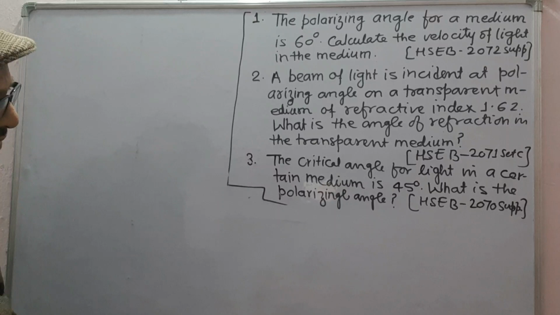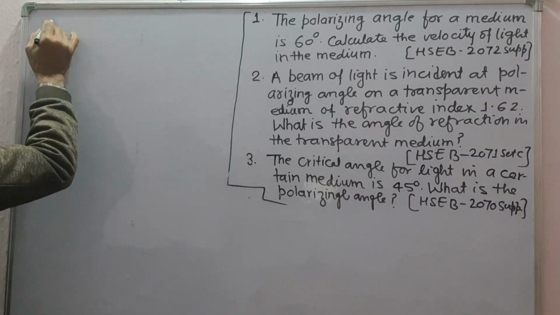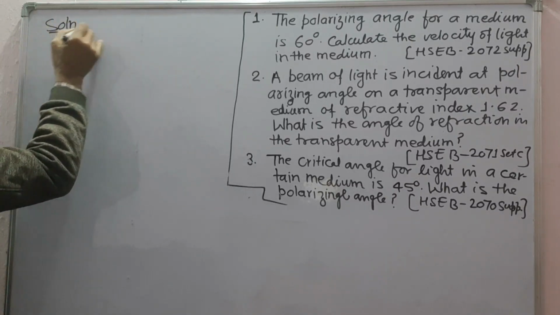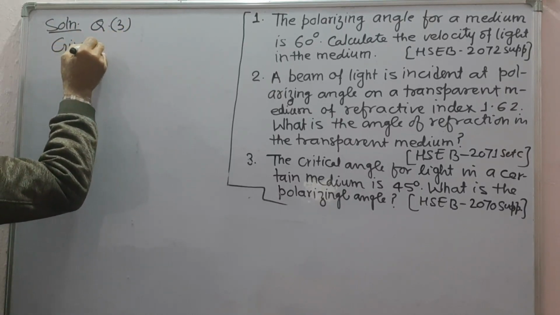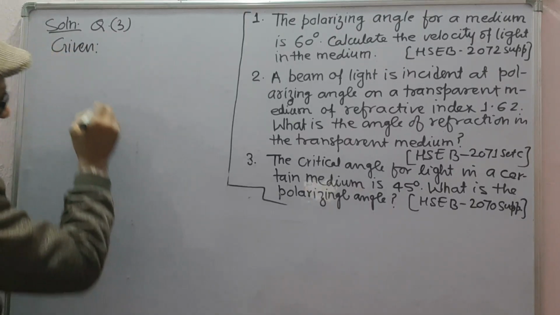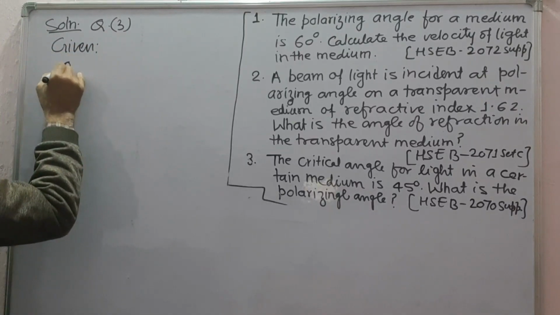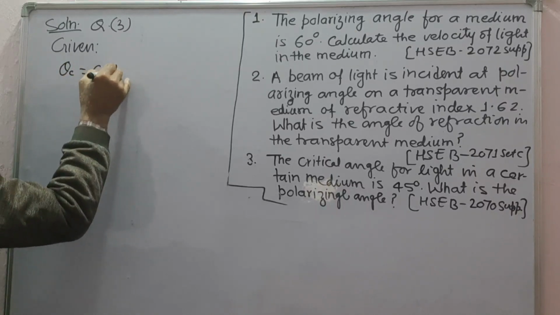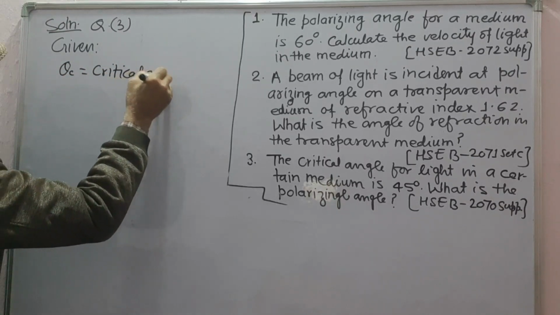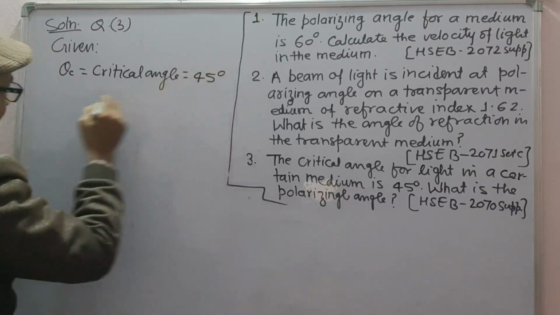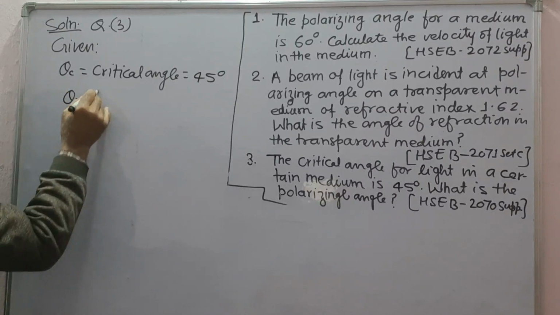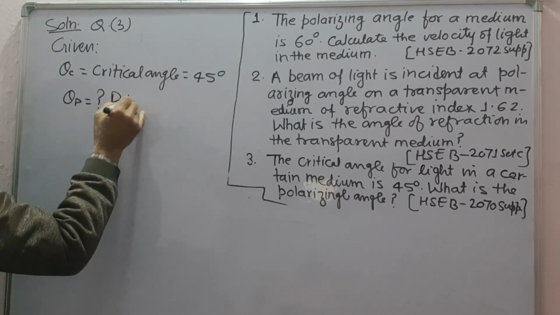Third question. The critical angle for light in a certain medium is 45 degrees. What is the polarizing angle? Solution to question 3. Critical angle is given. Theta C is equal to 45 degrees. Theta P, that is, the polarizing angle, is to be found.